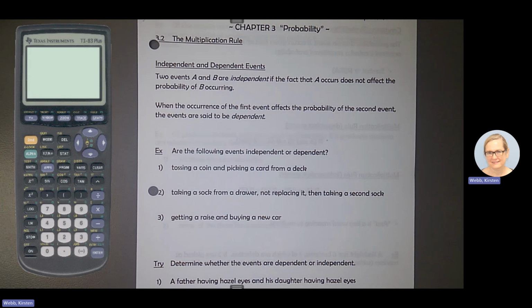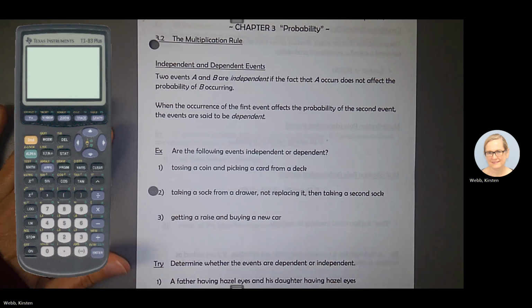So building on our probability idea, to get started on the "and," we need to know what independent and dependent events are. Let me give you a minute to check out the definitions, and then we'll talk them over together.